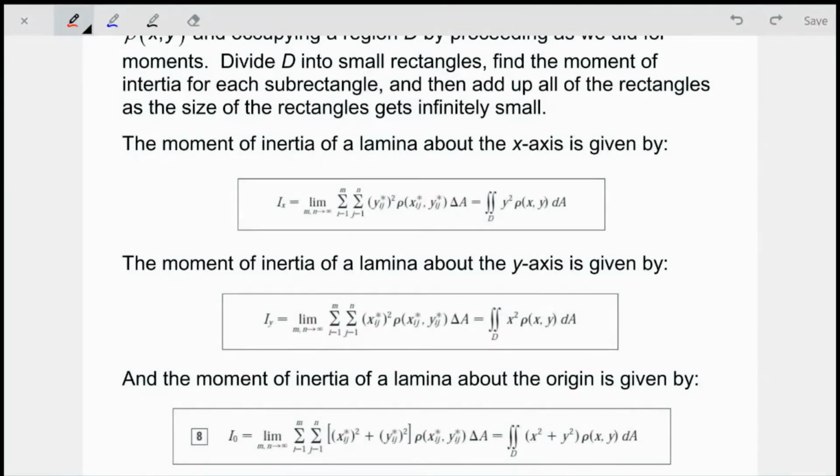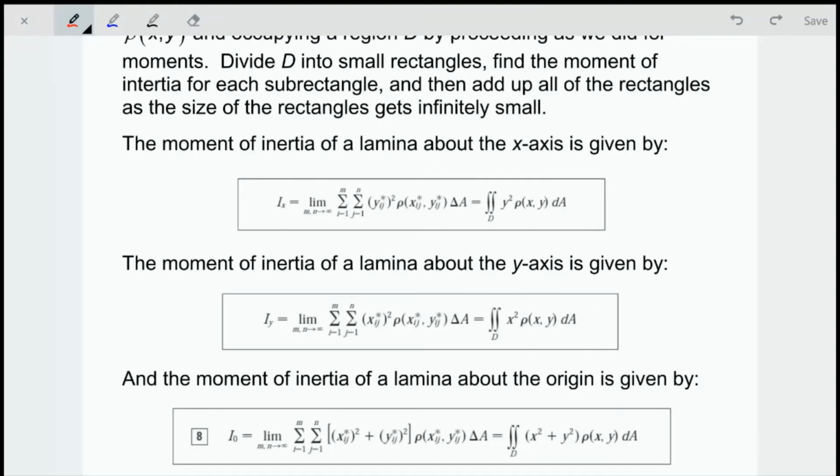Then we can do the same thing for the moment of inertia about the y-axis, and again, same idea here. And sort of what you're thinking is, if you had the bulk of your mass far away from your axis of rotation, your moment of inertia is going to be very high. If the bulk of your mass is close to your axis of rotation, your moment of inertia is going to be very low.